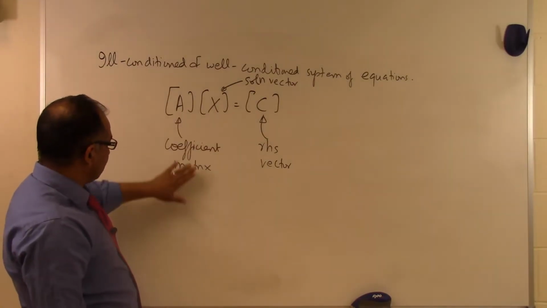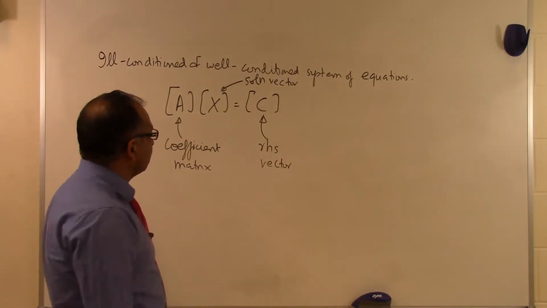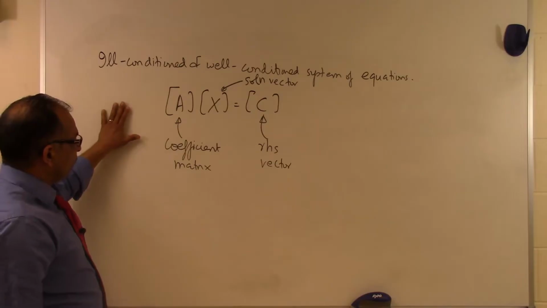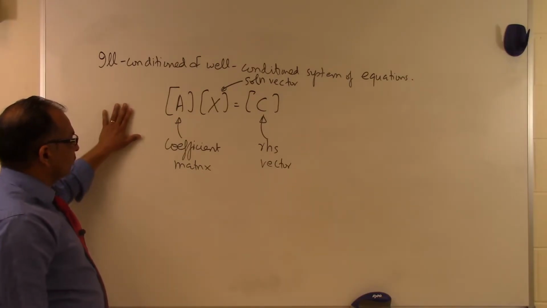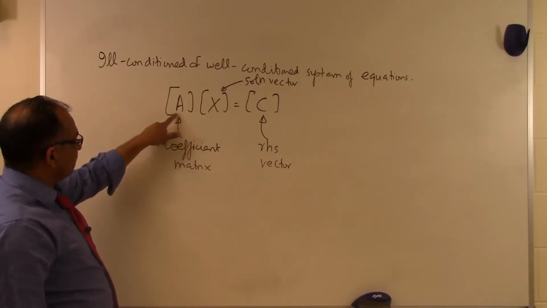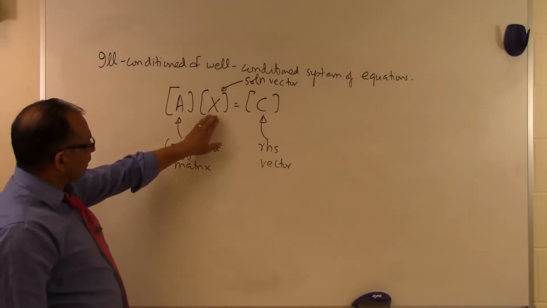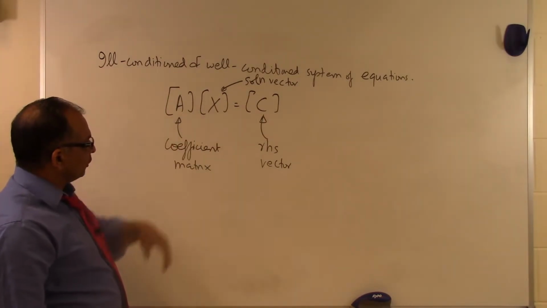X equal to C, where A is the coefficient matrix, X is the solution vector or the unknown vector, and C is the right-hand side. What you would like to see, if you want to determine whether this particular system of equations is well-conditioned or ill-conditioned, is to say the following: if I make a small change in the elements of the A matrix, then how much change is it making in the solution vector?